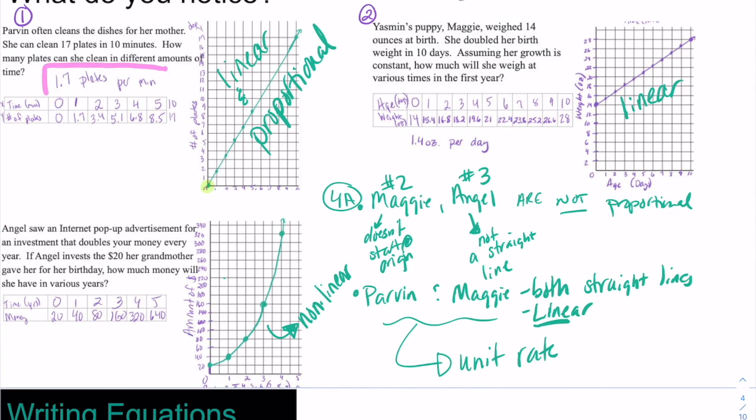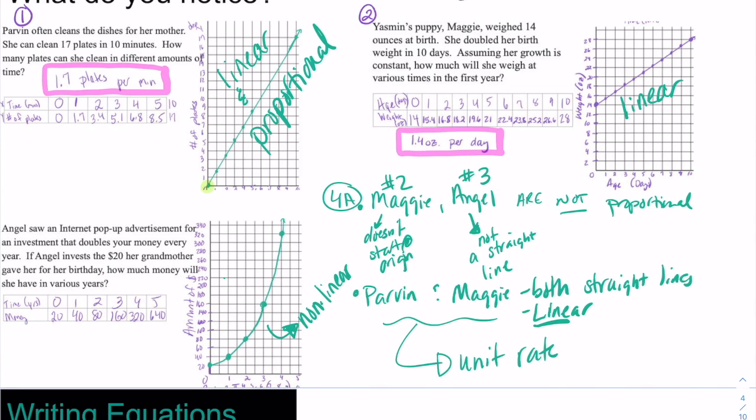When we can find this unit rate, plates per minute, ounces per day, when we can find the unit rate, it is going to be linear. If it's increasing the same amount every minute or every day, that constant rate of change, changing the same amount each time, is what creates that straight line. So when we can find the unit rate, we can write an equation.